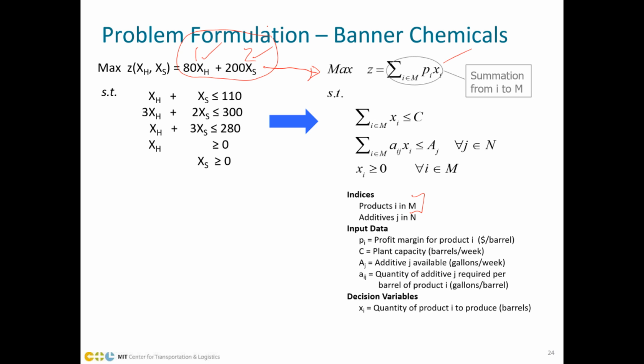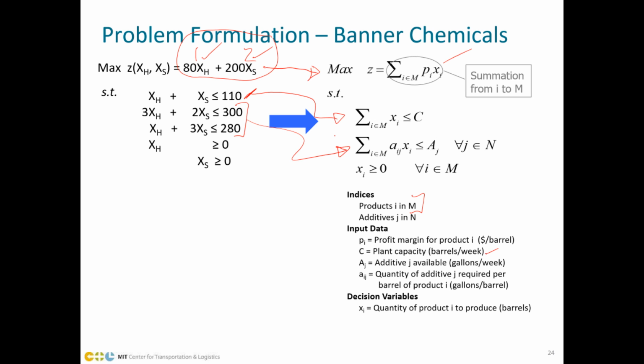Now let's talk about the constraints. This first constraint is the capacity at the plant, and that maps directly to the first one in the compact notation. It's saying summation for all i's of x sub i has to be less than or equal to c, where c is the plant capacity. So this is simply saying x1 plus x2 less than or equal to c, which is exactly what we have in the explicit notation. Now the next one is a little more tricky.